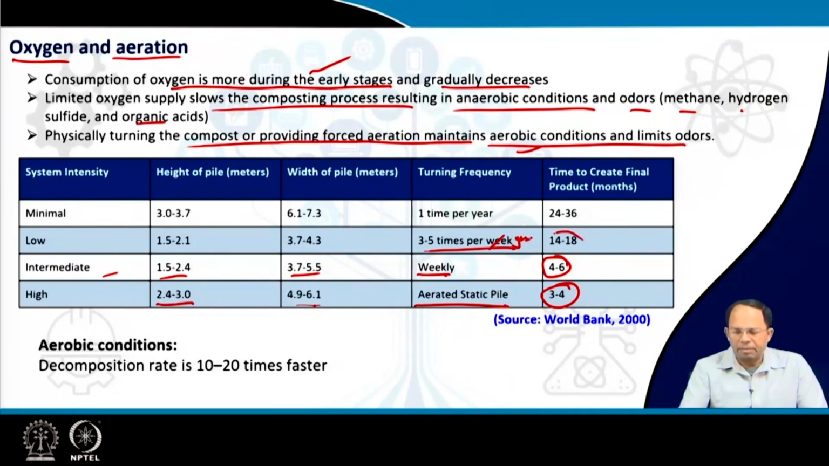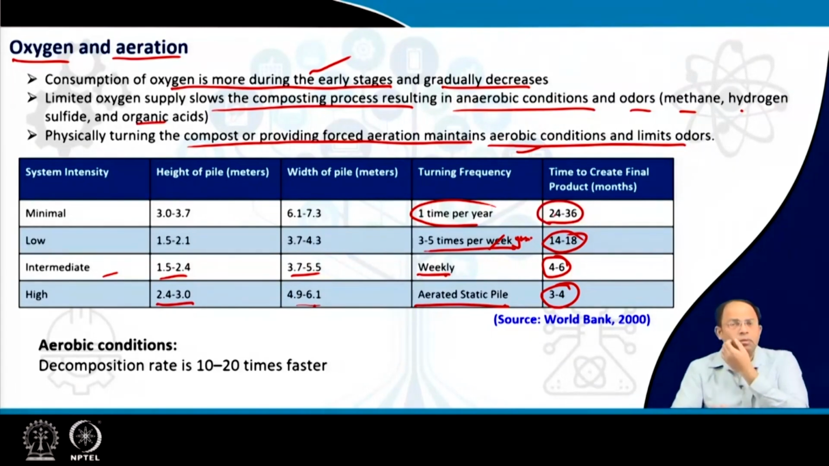So in that case, the time taken would be much higher. And also, if the turning frequency is only once, we just leave the compost like that, in that case it will take a lot of time, right? So that is how, in this entire composting process, the time will vary. And as you can understand, if I can keep on introducing air or we turn it regularly, in that case the composting process will happen very, very fast.